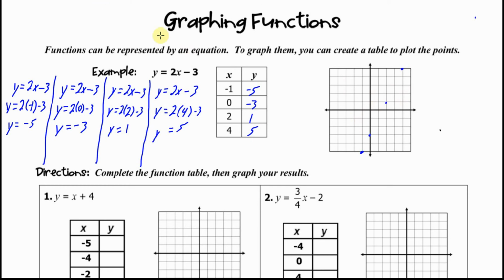So let's go ahead and graph that line. I'm going to graph it through the points. And we have now graphed y equals 2x minus 3. Two of the things I want to discuss here are the x and y intercepts. So I'm going to write here x intercept and y intercept.